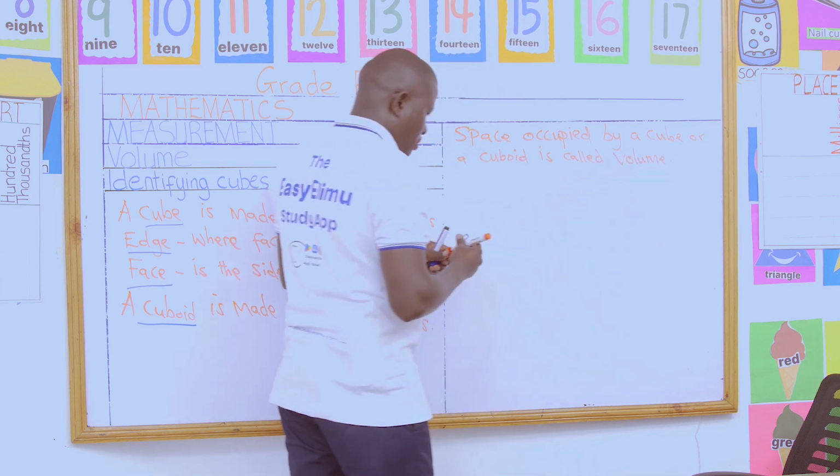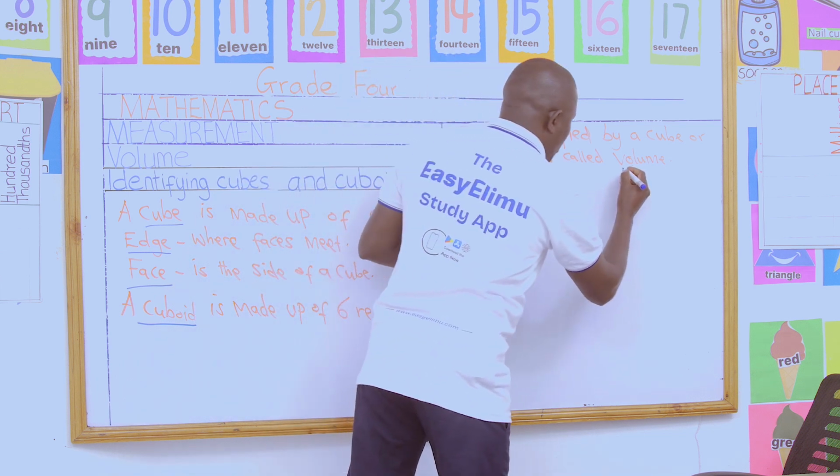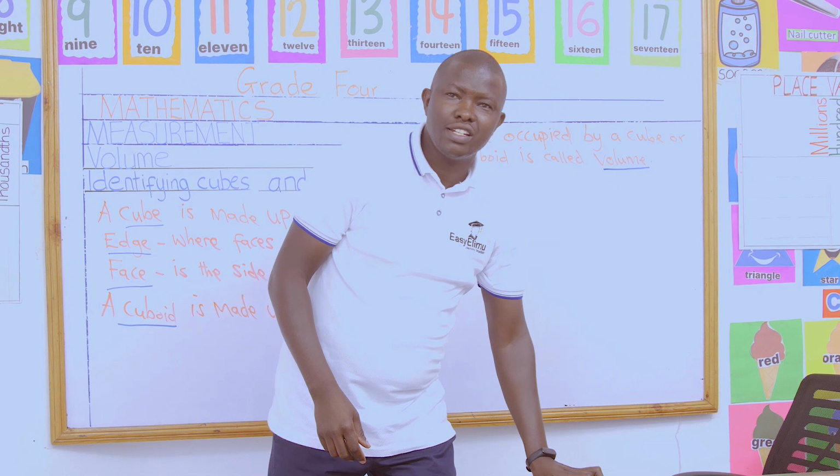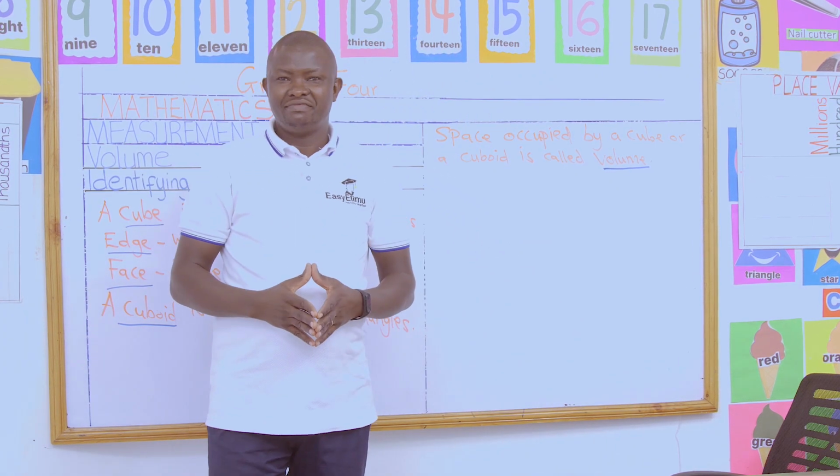A space occupied by a cube or a cuboid is called volume.